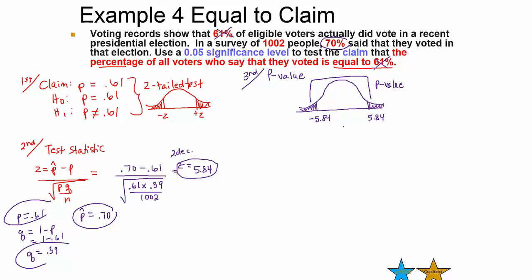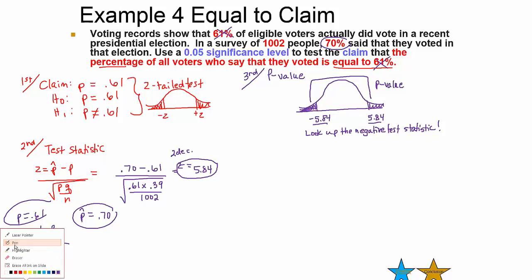So you have a choice on which one to look up. If you look up the positive, you're going to have to subtract from 1. But if you look up the negative sign, then the answer you get is area to the left. So I would advise to look up the negative test statistic, because then you don't have to subtract it from 1. So let's go ahead and look that up in our table. And we want to find negative 5.84.